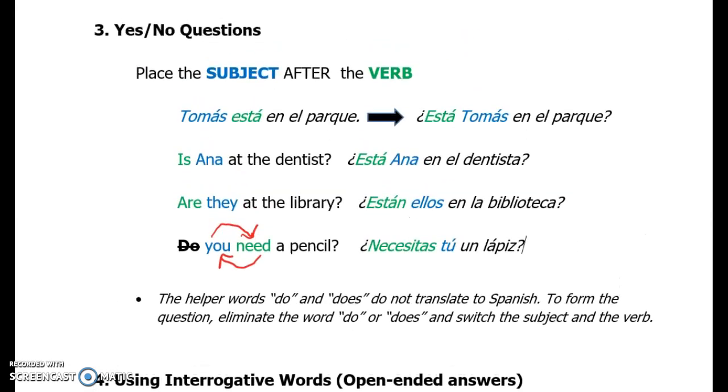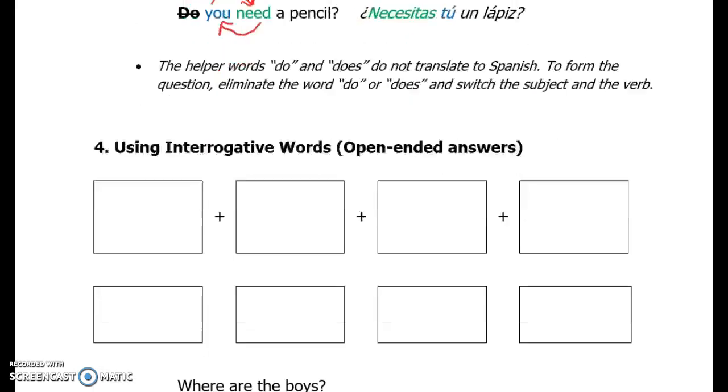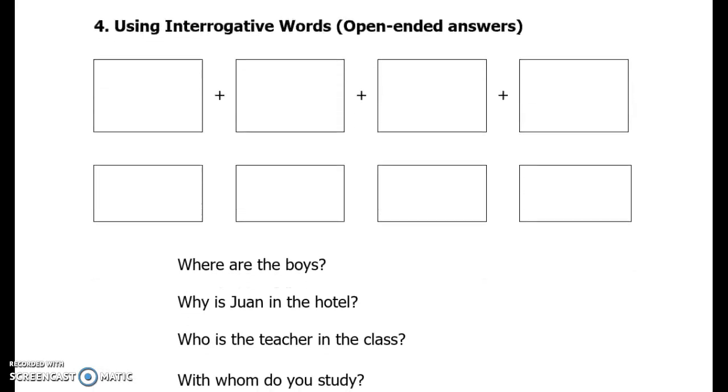So what we've done is simply eliminated the word do, flip-flopped the subject and the verb to put them in the order we need them, and then moved on with life and did the rest of our question. All right, last part. Using interrogative words for open-ended answers.